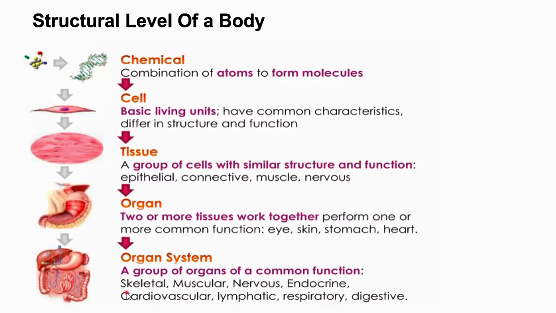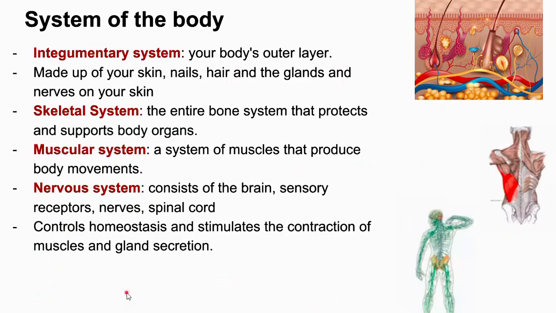So these organs have a common function. At the end of the day, they need to achieve a common goal. So this is the structural level of the body, from a chemical level to an organ system.